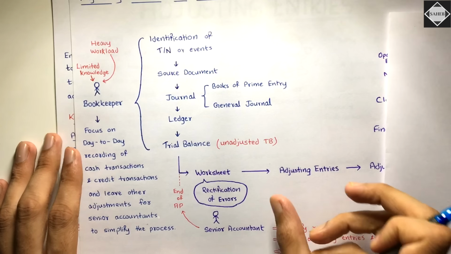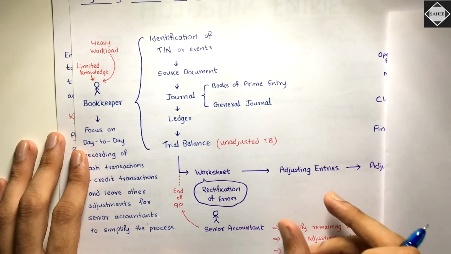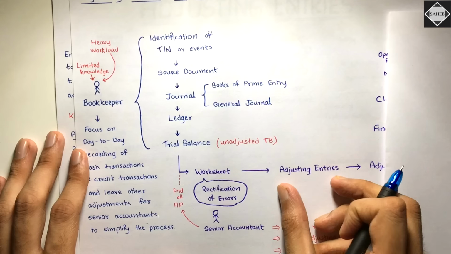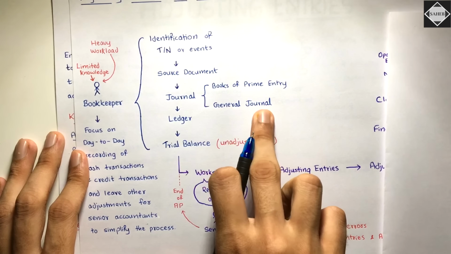So adjusting entries will be passed. We have not discussed any adjusting entries; I've just given you an overview of what all adjusting entries can be there. Adjusting entries will be passed in the general journal only.